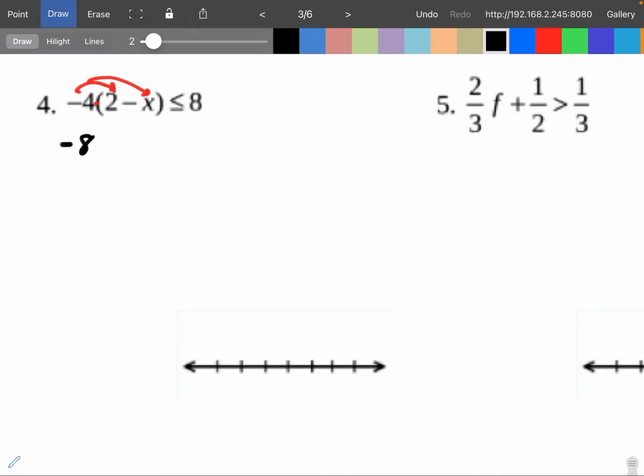So let's see. So we've got -4 times +2. Good, -8. And then we got -4 times -x. What's a negative times a negative? You see that? It's a -4 times a -x. So a negative times a negative is going to be a positive. So we're going to write a plus here then. That addition symbol implies that 4x is going to be positive. And then that's less than or equal to 8.